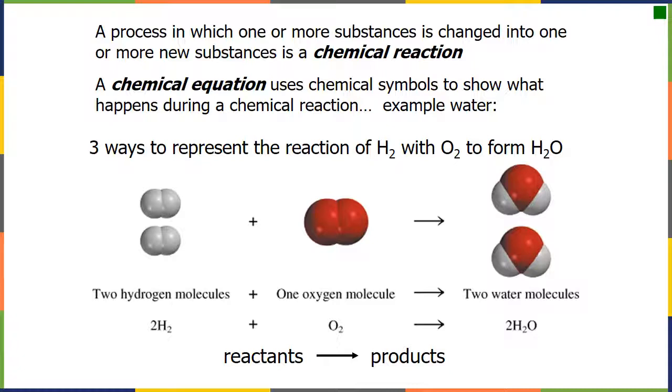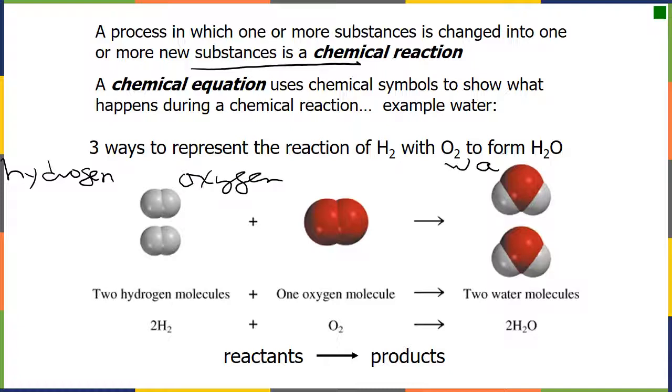So, a chemical reaction is represented by a chemical equation. And a chemical equation is just going to use symbols rather than the words to describe what's going on. So, for example, we could say that hydrogen reacts with oxygen to make water. All right, and if we did that, we could put some words in there, but we want the shorthand on this one. And when we do this, we're going to do an equation.